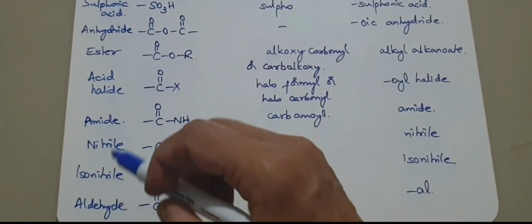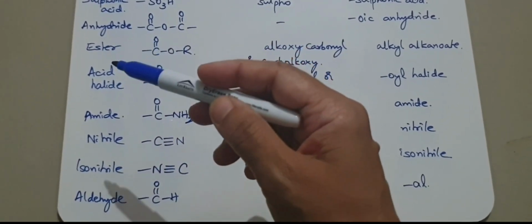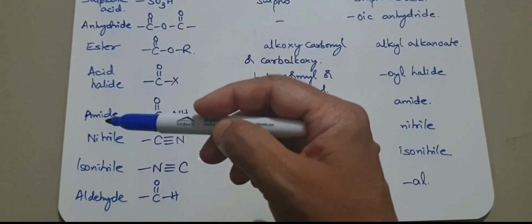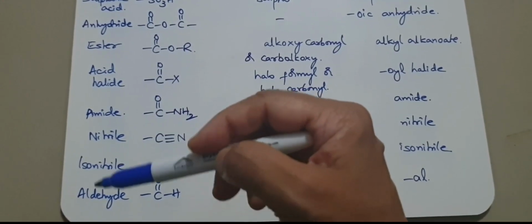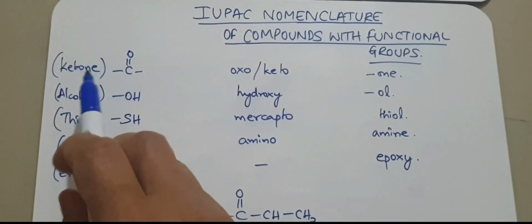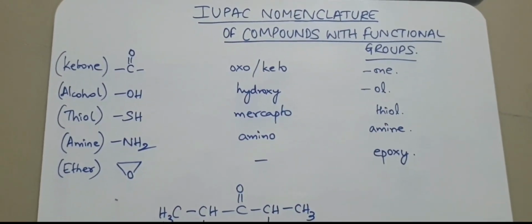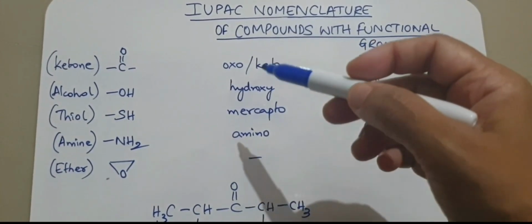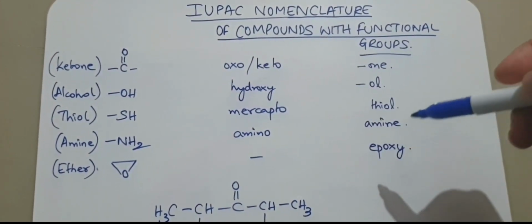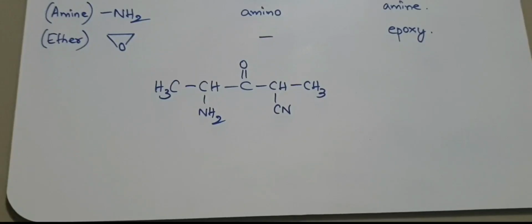Now, if you take the other classes of compounds, we have the anhydrides, esters, acid halides, amides, nitriles, isonitriles, aldehydes, ketones, alcohols, thiols, amines and ethers. Now I have given you the prefixes and suffixes. If you are not able to write it, you can take a screenshot of this.